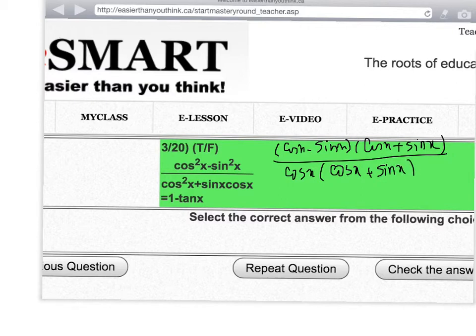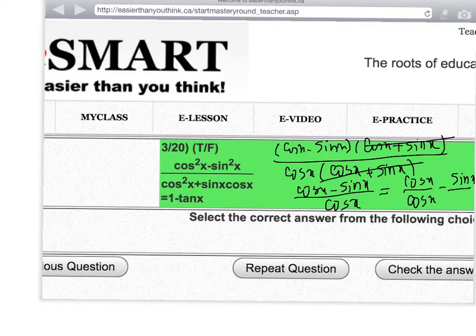Now, cos x plus sine x and cos x plus sine x cancel out. I'm going to end up with cos x minus sine x divided by cos x. Now, this is the time that you can separate the numerator. I can write this as cos x over cos x minus sine x over cos x. Now, what is cos x over cos x? It is 1. Minus sine x over cos x, which is tan x. So this means that the identity holds.